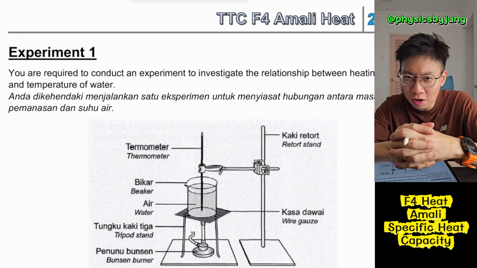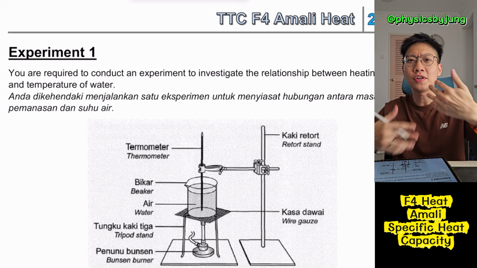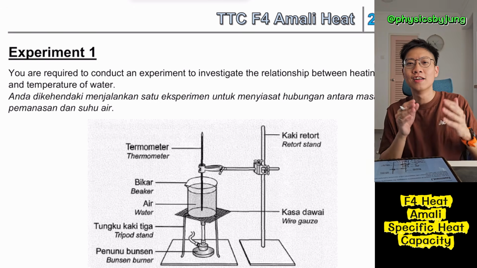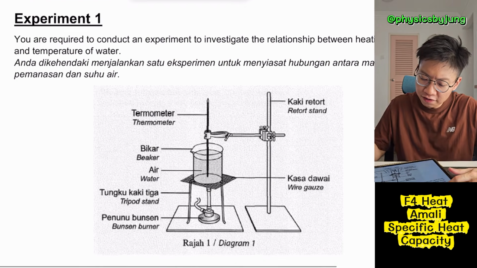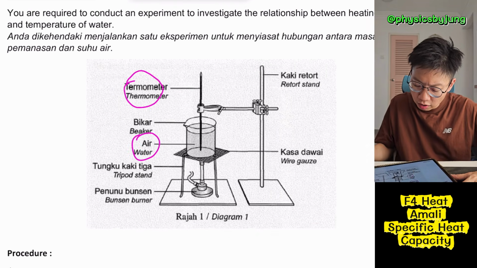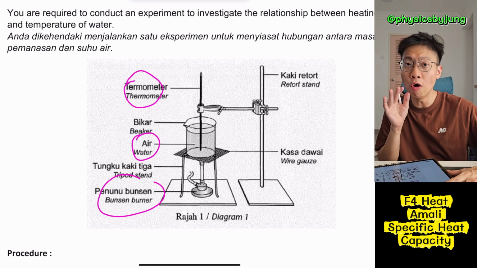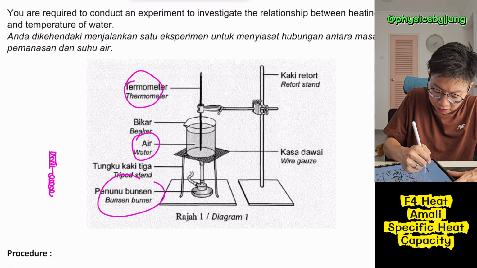So in this episode, we're going to talk about the experiments for Form 4 chapter Heat. So in heat, what are the experiments? Of course, we are going to talk about specific heat capacity. Now, if you see your experiment, Amali, it has a thermometer, has water, has a Bunsen burner, or they might actually give you something we call the immersion heater.